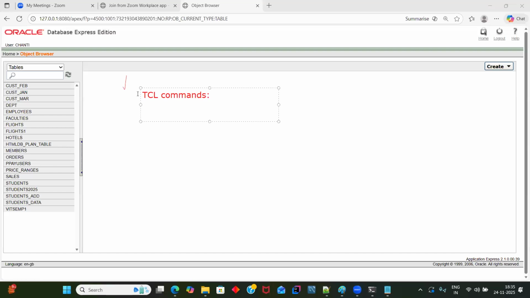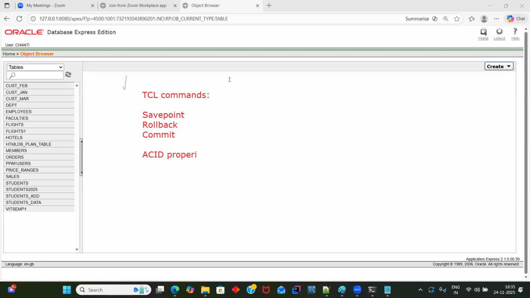Guys, TCL commands. Hope you recall: savepoint, rollback, and commit. Correct. So today I'll be discussing these three commands, and then I'll be briefing about the ACID properties as well. And if time permits, I'll go with subqueries as well. So first I'll go with the TCL commands.